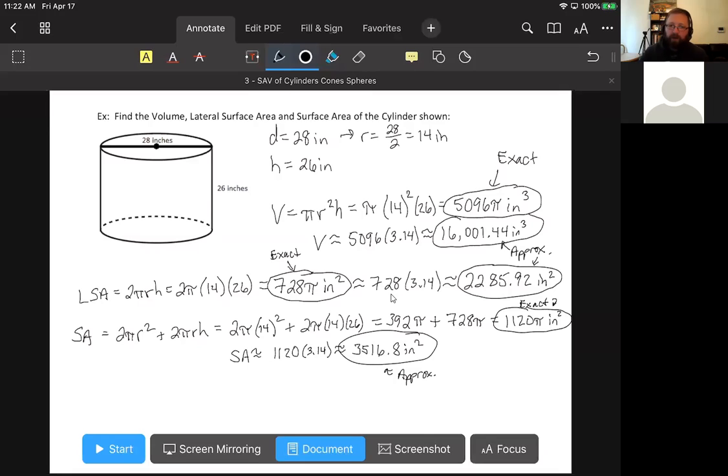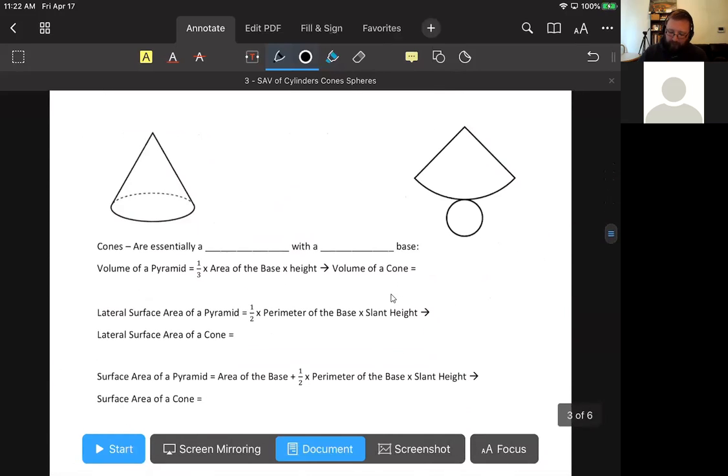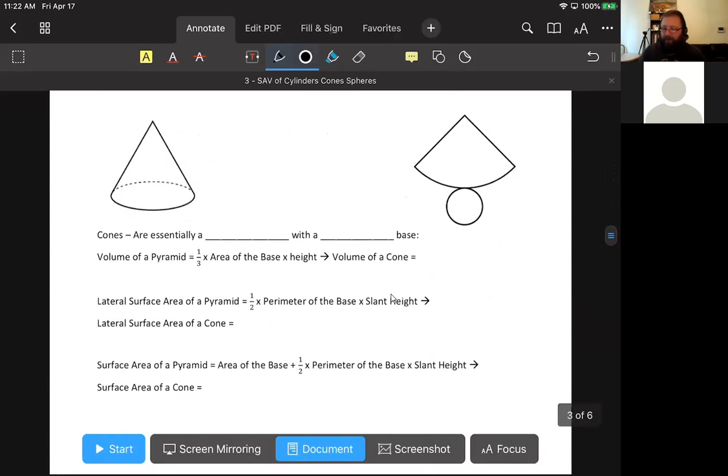Okay? So, we got our answers there, exact and approximate, for volume, lateral surface area, and surface area. So we're moving on to talk about cones next. Cones essentially behave like a pyramid with a circular base. So once again, we can base our equations for cones on the equations that we developed for pyramids.